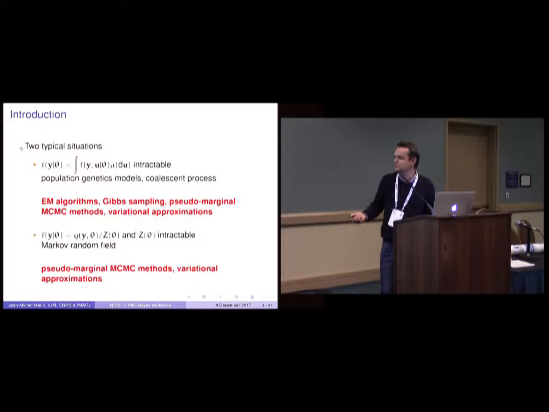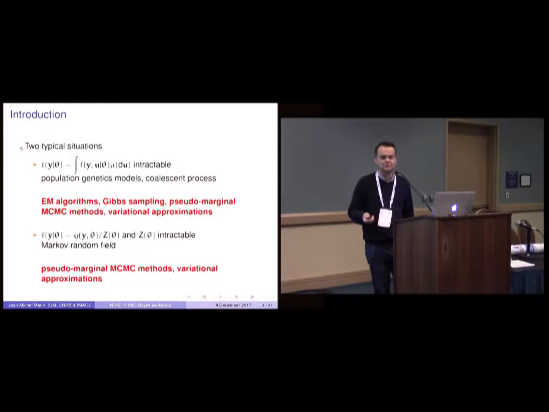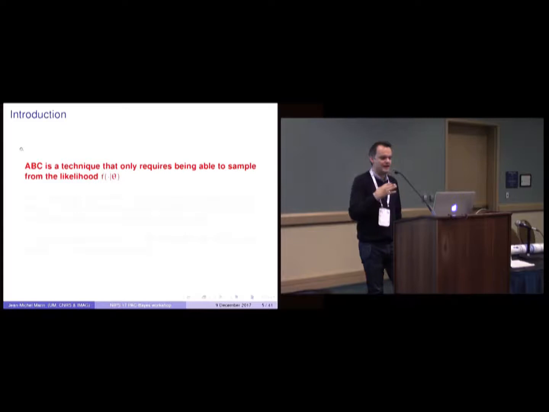So, once again, I will concentrate on this part, the latent variable, but I will introduce an alternative to all these methods to deal with the intractability of the likelihood. Here, ABC is a technique that only requires being able to sample from the likelihood, so you only need to be able to sample from the likelihood.